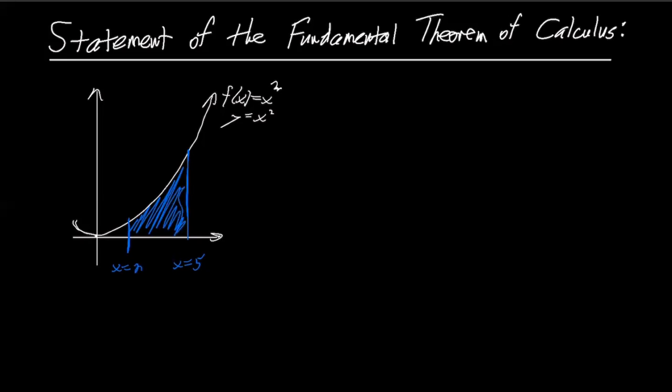And so this right here, we write as the area. Everything's above the x-axis, so it's a positive area, so we don't have to worry about it being a signed area. It's the integral from 2 to 5 of x squared dx. That's the way we write it.